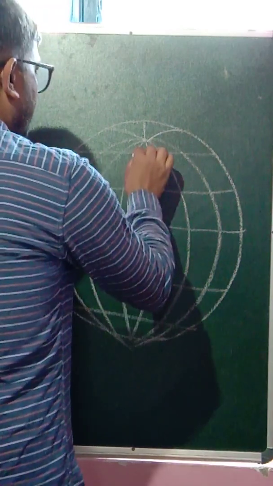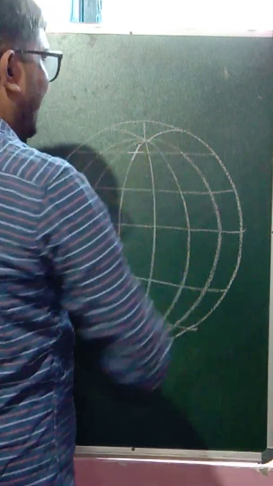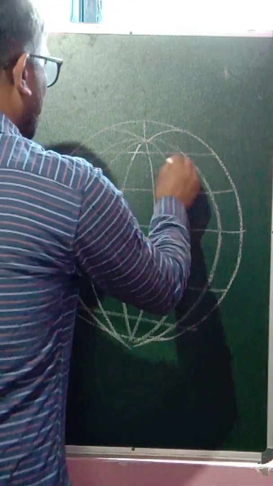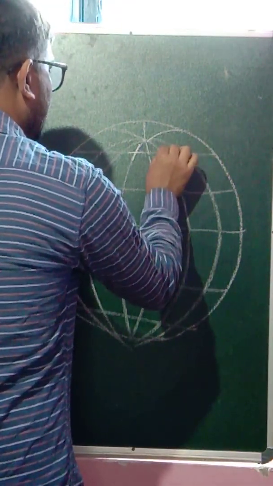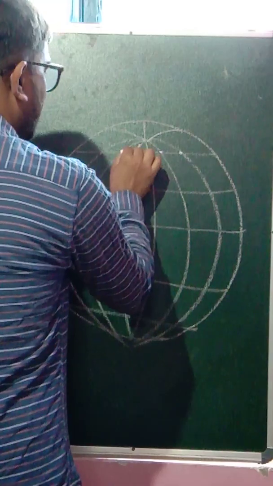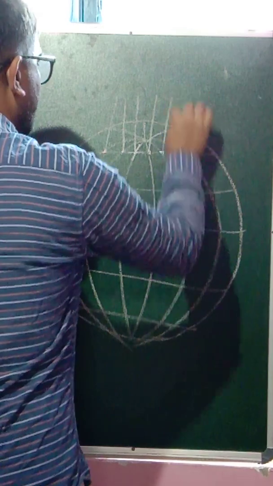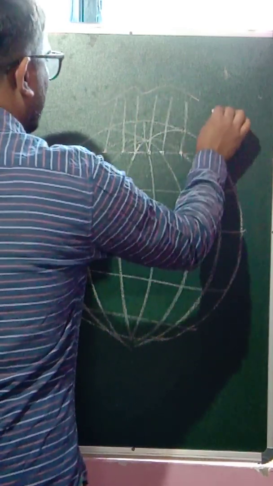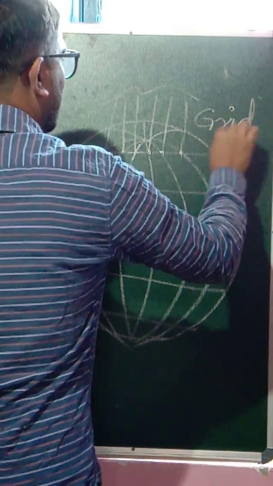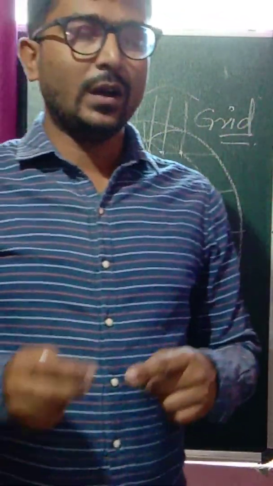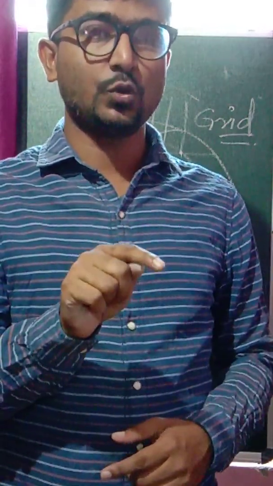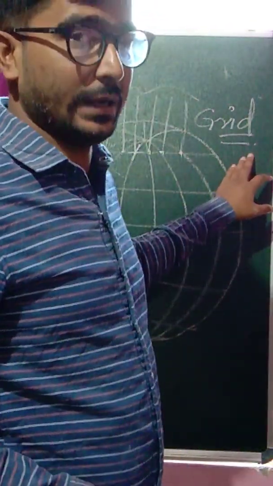Now grids are those places where both these lines meet at a point. All these meeting points are termed as grid. That means where longitudinal lines and latitudinal lines meet at a point. The point where both these lines meet together is known as a grid.